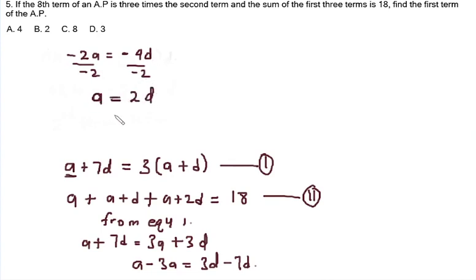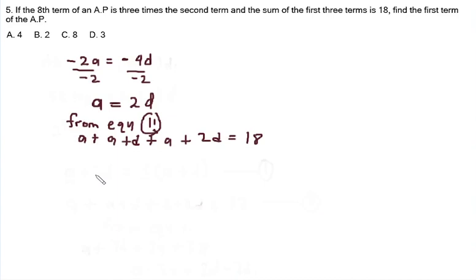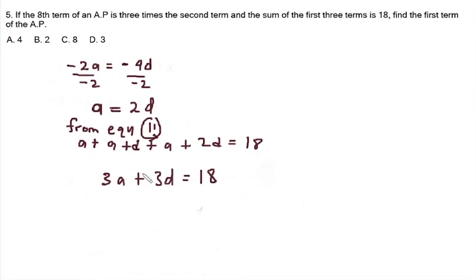Dividing both sides by minus 2, a is equal to minus 4 divided by minus 2, which is 2d. Now let's go to equation 2. Equation 2 is giving us a plus d plus a plus 2d is equal to 18. Let me clean up space. If we add up all the a's and d's, we get 3a plus 3d is equal to 18. So we know that a is equal to 2d, which means that d is equal to a over 2.